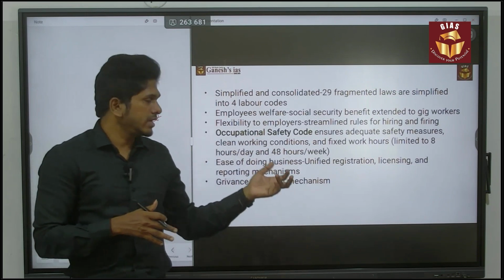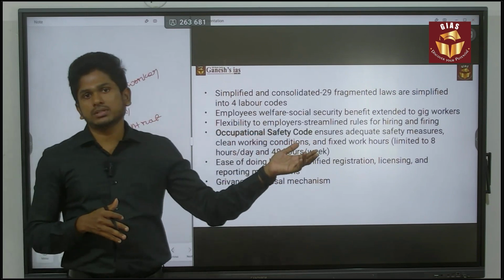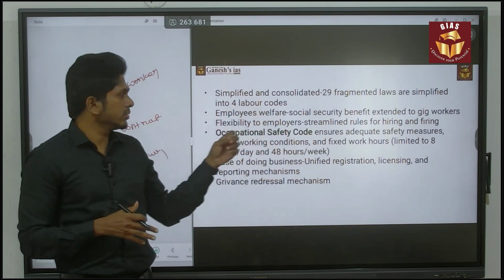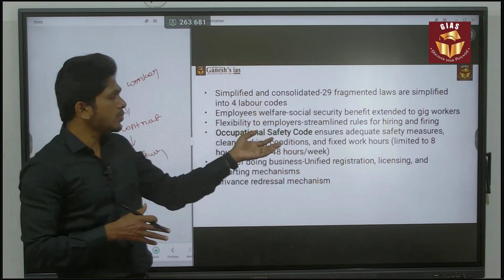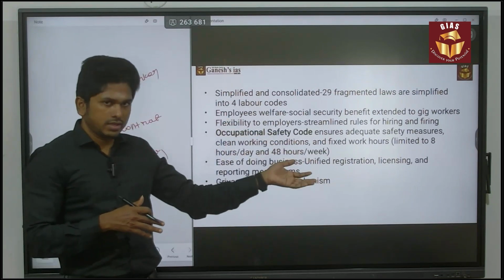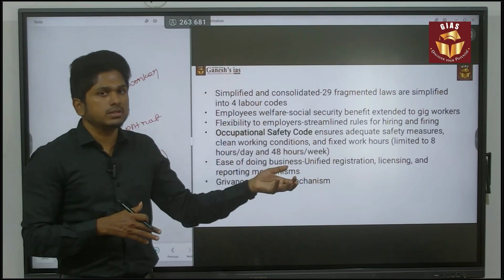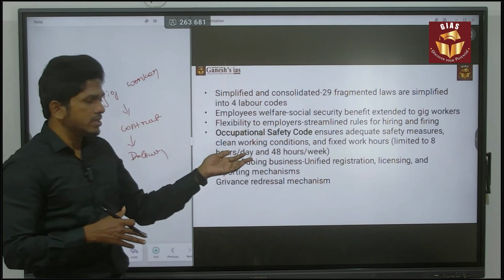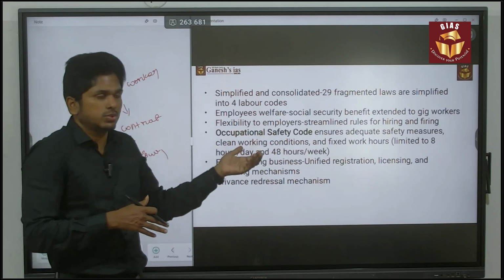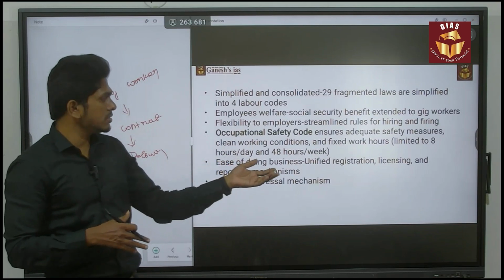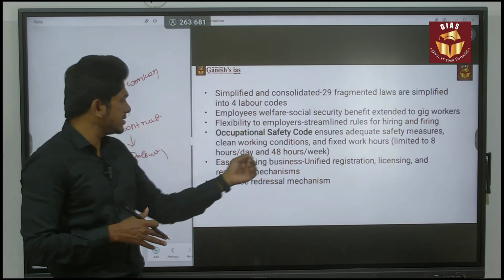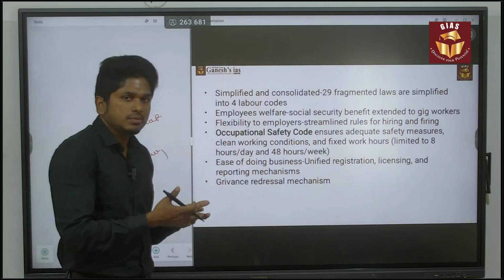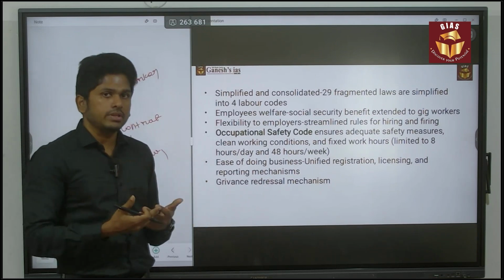To overcome that thing, an easy hiring and firing policy is also introduced in these four labor codes. Okay, that is the major change. Next, occupational safety codes, which are going to help the employees heavily. Okay, so it is providing fixed work hours and clean working conditions. That is the major thing they achieved. Next, ease of doing business by unified registration, licensing and reporting mechanisms. And the last thing is the grievance redressal mechanism for the employees and the employers.